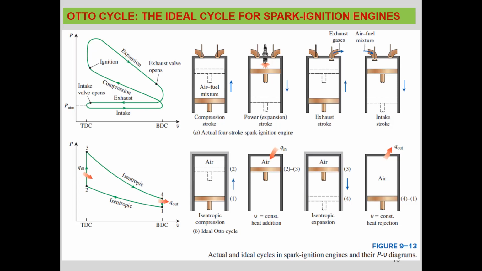Up to down is the 1st stroke, bottom to up is the 2nd stroke, top to bottom is the 3rd stroke, bottom to up is the 4th stroke. So there are 4 strokes, 4 movements. The first stroke is the compression stroke. In the compression stroke, the air-fuel mixture is compressed from bottom dead center to the top dead center.